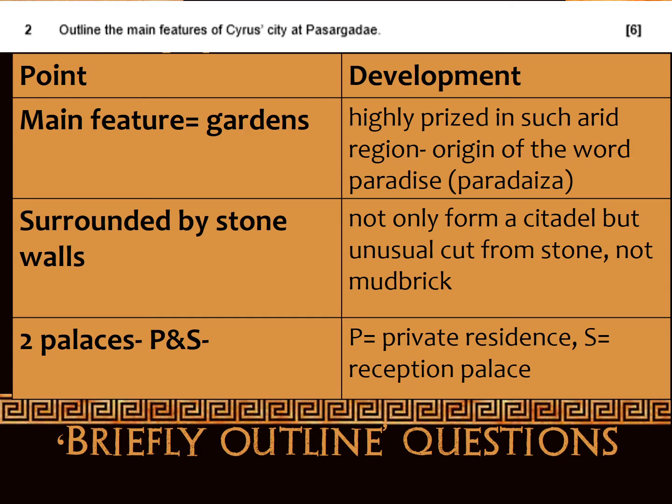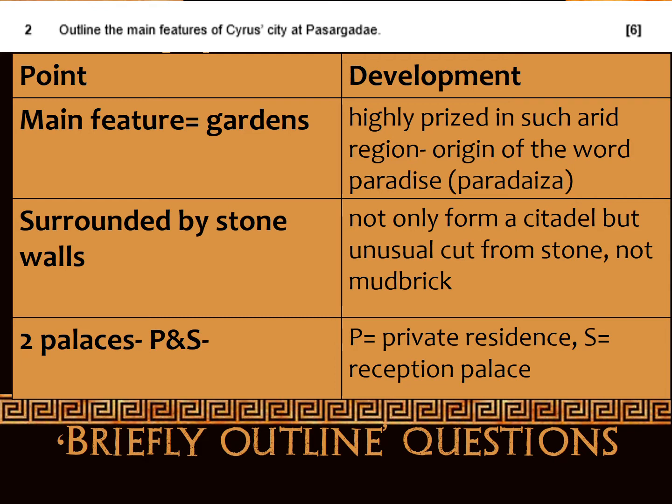So the first point I would probably point out would be that the main feature of the city or the palace are its gardens. We know it was massively built around gardens. The development to this would be, I'd say this is a highly prized thing to have in such an arid region. You could talk about the origin of the word paradise being paradise of these gardens. This was something to be revered.